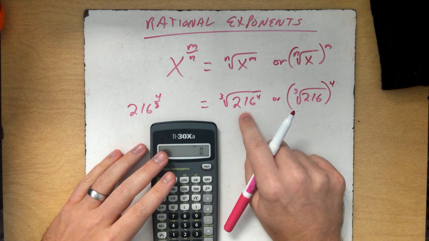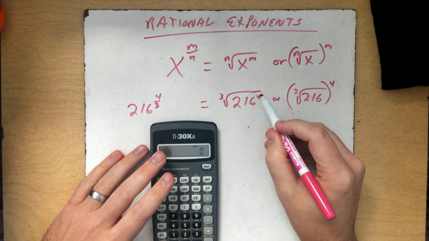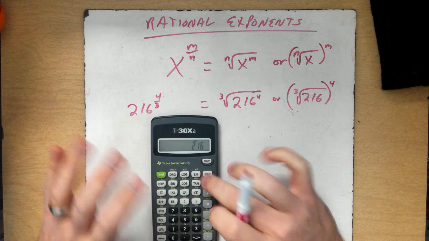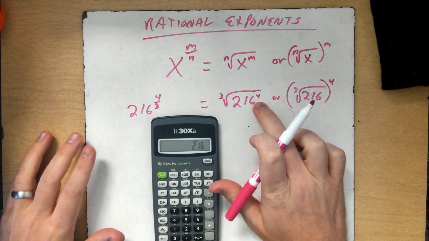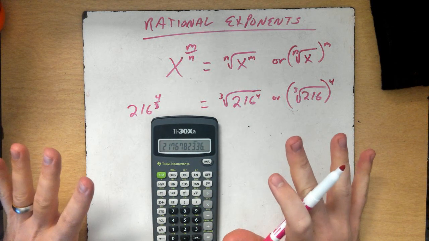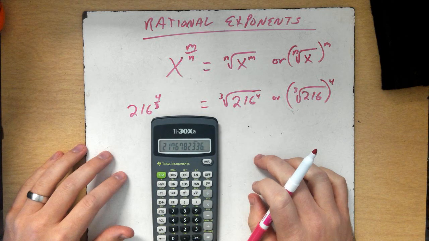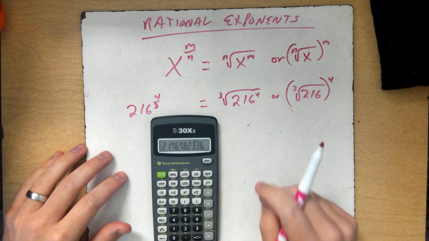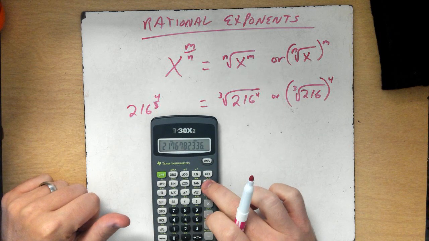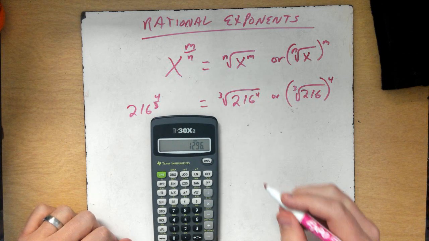We can do this first. When you do this first, you're going to do the inside, 216 to the 4th power. So we do 216, and then our y-x button, no green button, just y-x, 4, which is going to give us a really big number. I'm not going to write that down. I'm going to leave it the way it is. So I did 216 to the 4th power. Now I'm going to do the 3rd root, so I hit my second button, then the y-x button again, and then 3, and that's going to give me 1296.